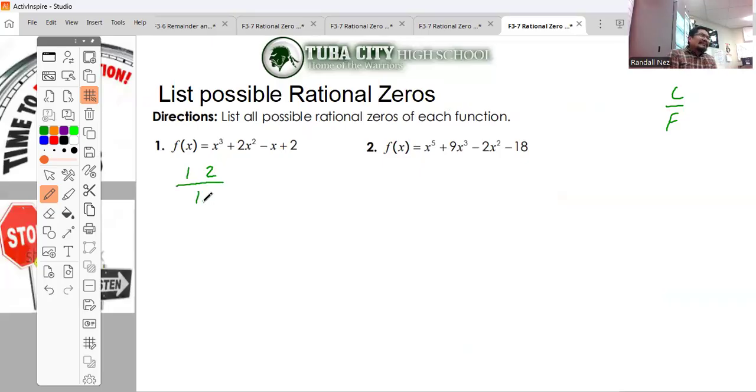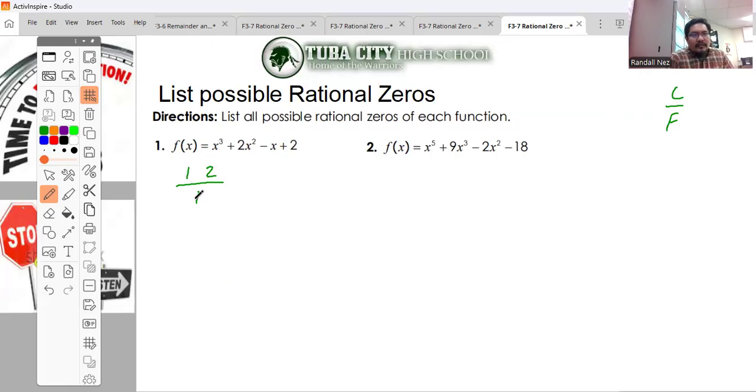Okay, so this is one of those examples that's not a really good example because it's too simple to be a pattern and you can't really get a pattern from it. So there you go. 1 and 2 will be our top numbers. And then our first term here is a 1. So that means the only bottom number we have is 1.